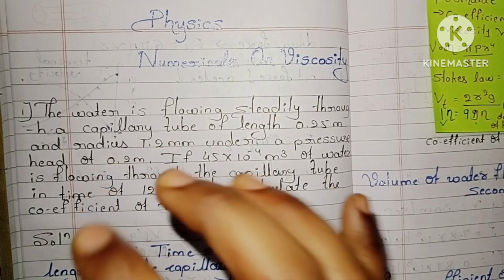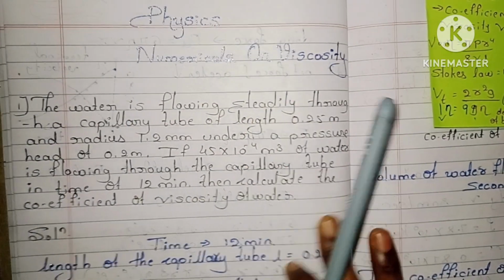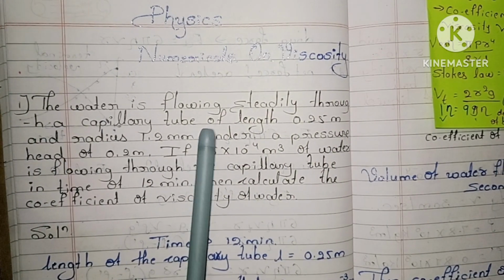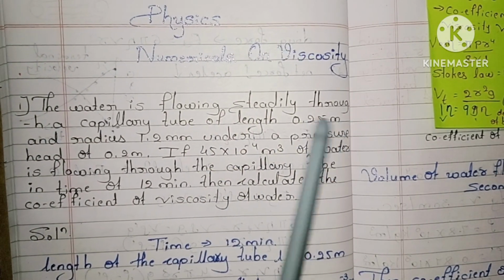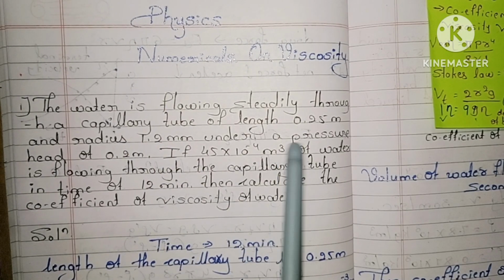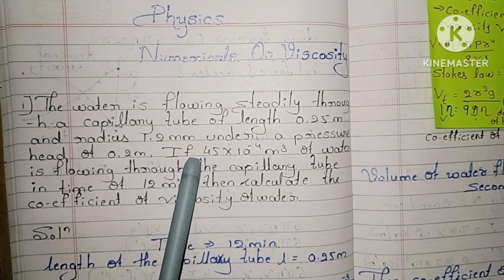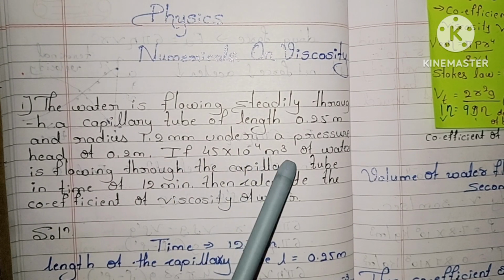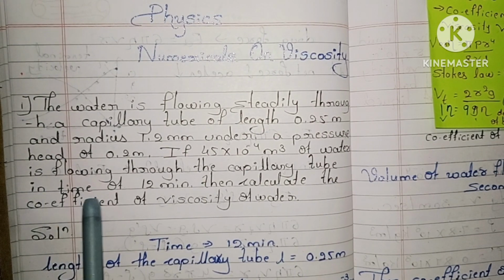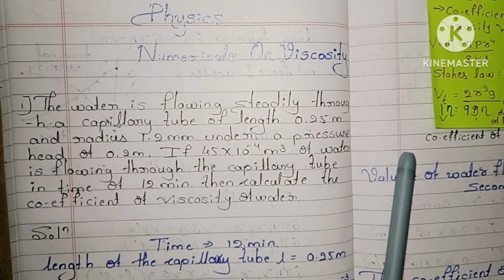So we are discussing the numericals of viscosity. The first question is: water is flowing steadily through a capillary tube of length 0.25 meter and radius 1.22 millimeter under a pressure head of 0.2 meter. If 45 into 10 to the power of minus 4 meter cube of water is flowing through the capillary tube in a time of 12 minutes, then calculate the coefficient of viscosity of water.